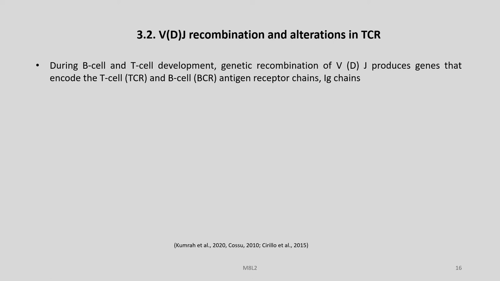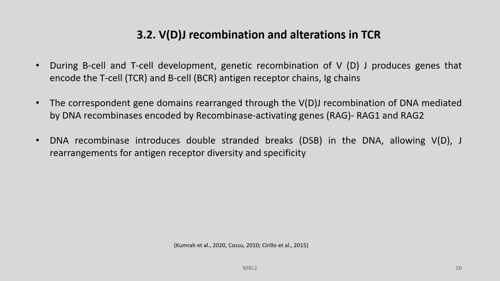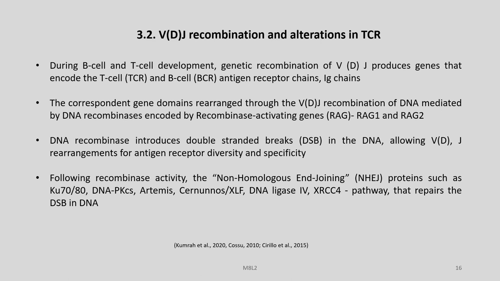During B cell and T cell development, genetic recombination of VDJ produces genes that encode the T cell and B cell antigen receptor chains and IgG chains. The corresponding gene domains are rearranged through VDJ recombination of DNA, mediated by DNA recombinases encoded by recombinase activating genes RAG1 and RAG2. DNA recombinase introduces double-stranded breaks in the DNA, allowing VDJ rearrangement for antigen receptor diversity and specificity.